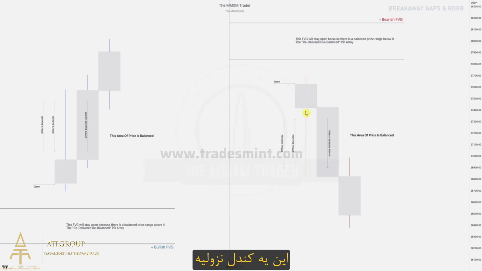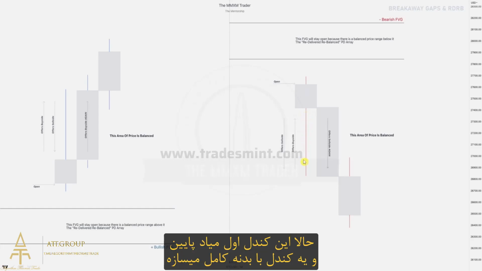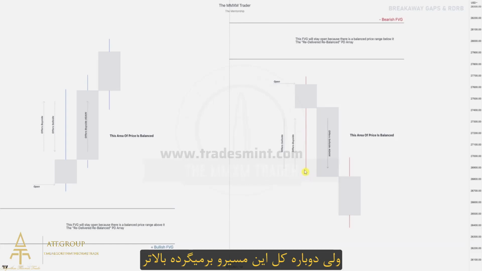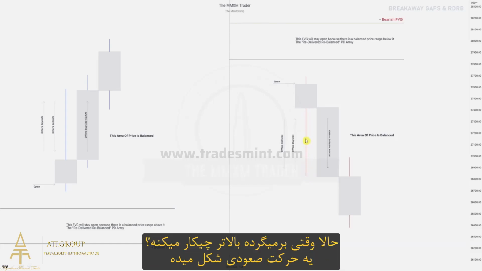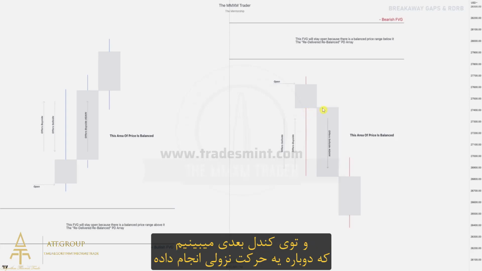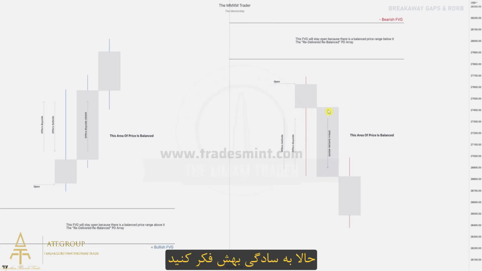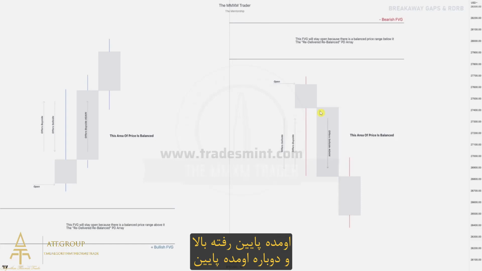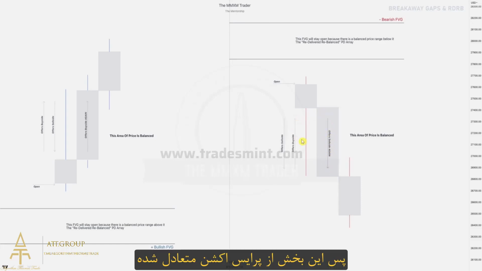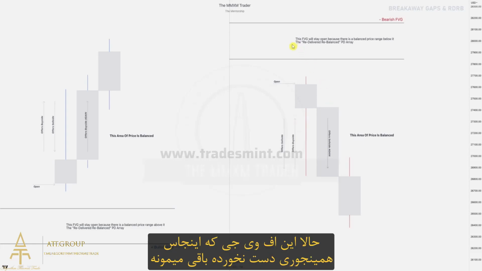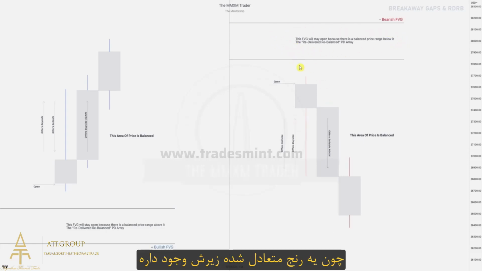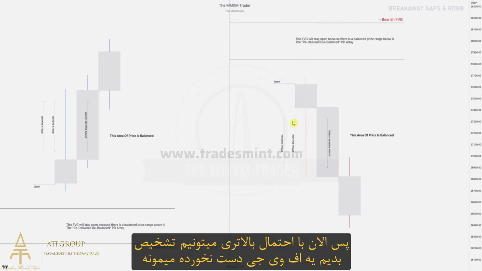This is a bearish candle. So what does it do first? It offers sell side. Full-bodied candle over here, but then goes back up all the way again. So what does it do when it goes back up again? It offers buy side. And then with the next candle, we've got this sell side offered once again. So again, think about that simplicity: down, up, and then once again, down again. So this area of price action has been balanced. So this fair value gap will stay open because there's a balanced price range below it, the redelivered rebalanced PD array. So now we can, with higher probability, determine if certain fair value gaps stay open or not.